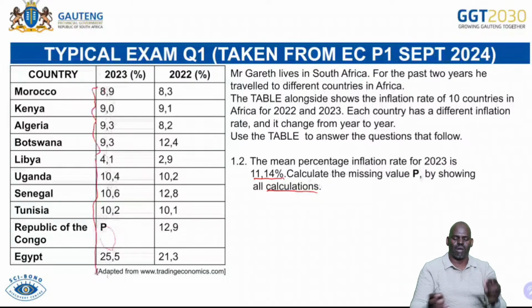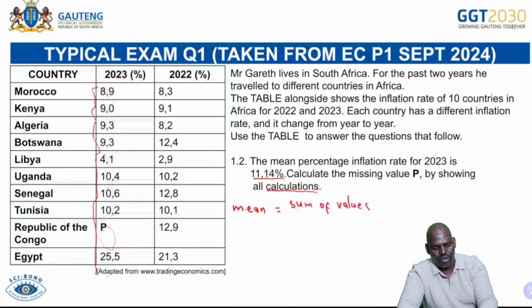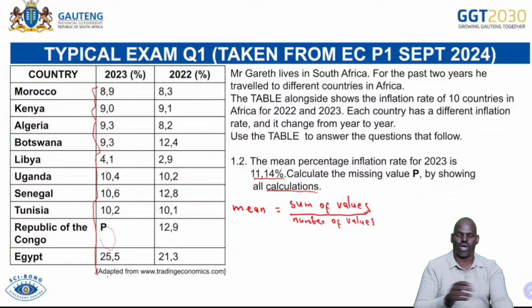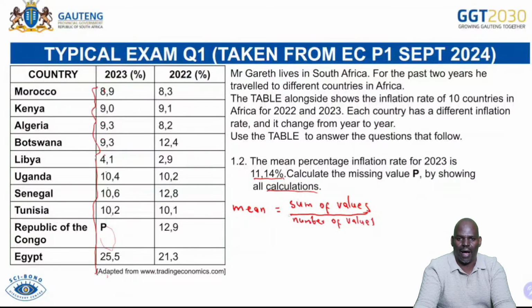So think about this. We all know that mean means the sum of values divided by number of values. This is actually the formula. The examiner might also ask you to write down the formula. How do we calculate the mean? We take the sum, that means we are adding. We add all values and we divide by the number they are.